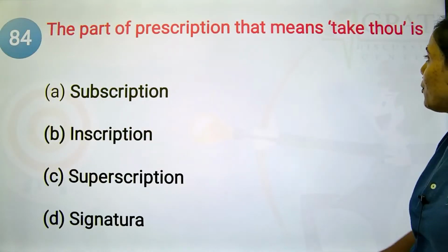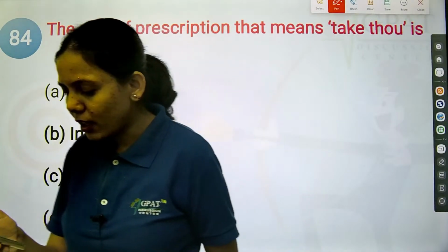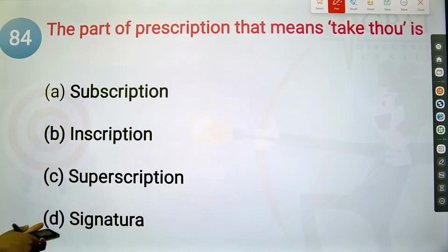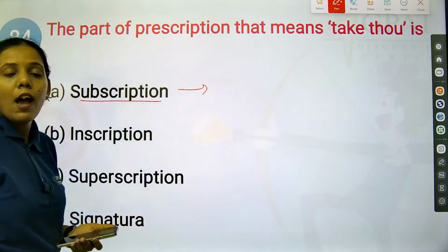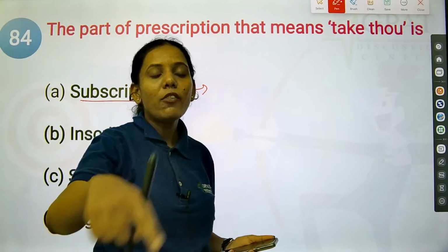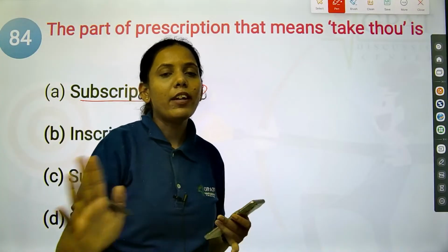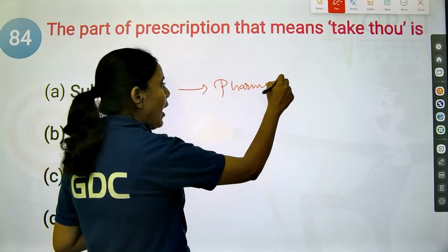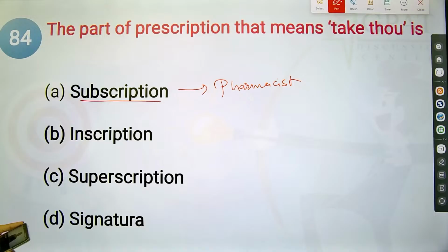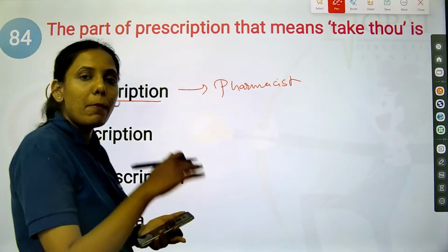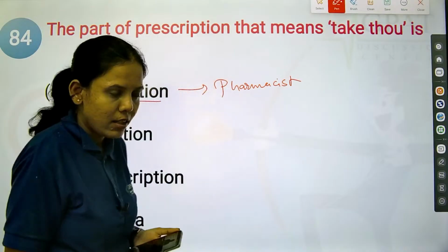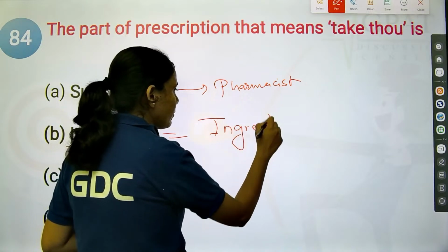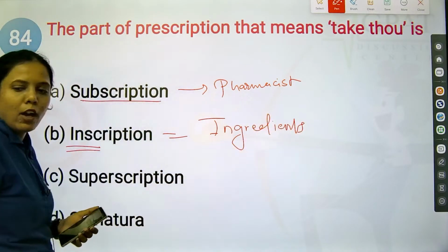Next is the part of the prescription that means take thou. What is the part of the prescription which tells you take thou? Subscription, inscription, superscription, signature. First, subscription. Subscription is the instruction given to the pharmacist, for example, to dispense 500 mg of paracetamol, 10 tablets. Who gives this? The prescriber, that is your doctor. Inscription is the part which tells you about the ingredients. IN, you can remember, I told you in the class also, ingredients. How many drugs are there, and so on.